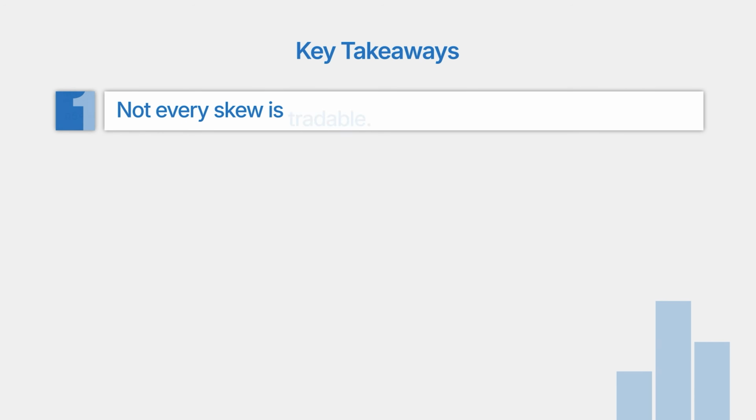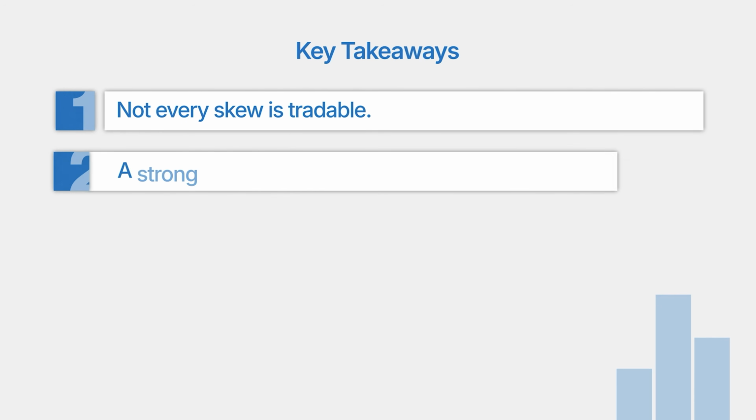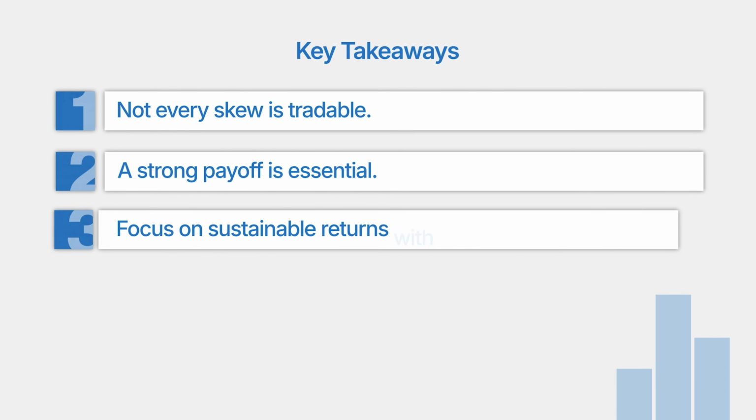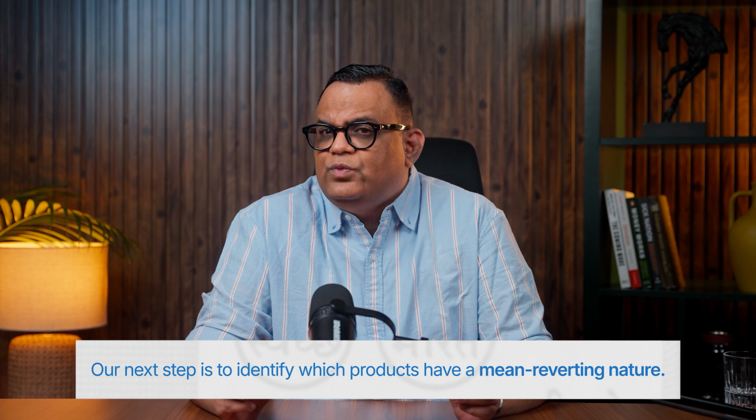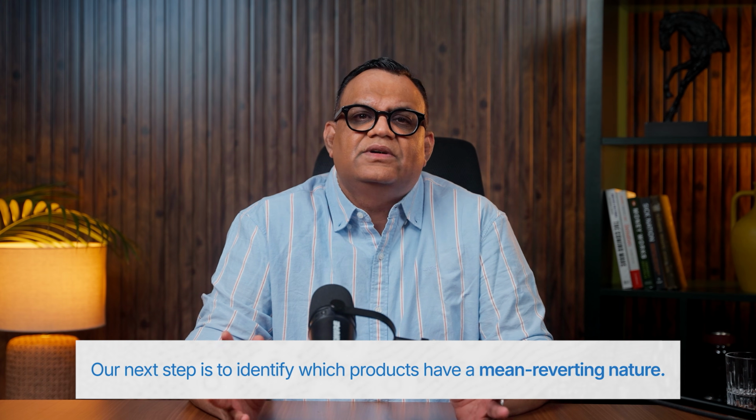Again, as you can see, natural gas seems to have a minor skew on the downside. While these are skews, not everything is tradable. You really need a decent payoff and a sustainable return to max drawdown number, and I don't have to tell you which ones got those. Now the next question we are asking is which of the products have a mean reverting nature?